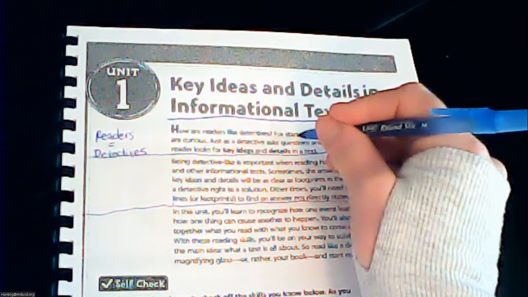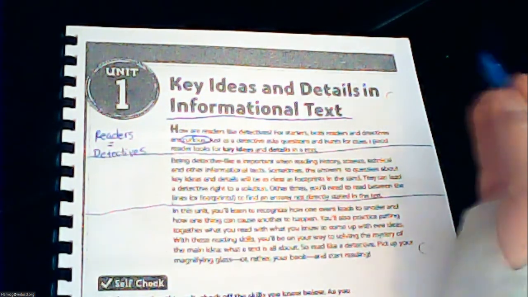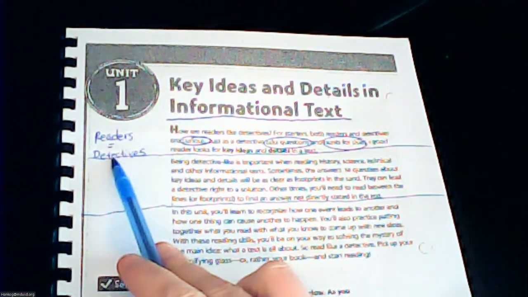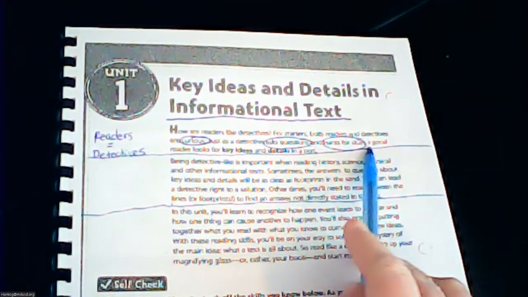How are readers like detectives? Well, one way is, it says here, for starters, both readers and detectives are curious. I'm going to circle the word curious. Just as detectives ask questions and hunt for clues, a good reader looks for key ideas and details. So readers are like detectives because they are curious, they ask questions, and they hunt for clues.